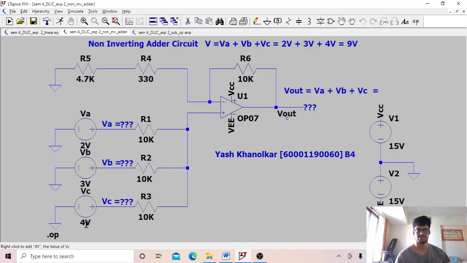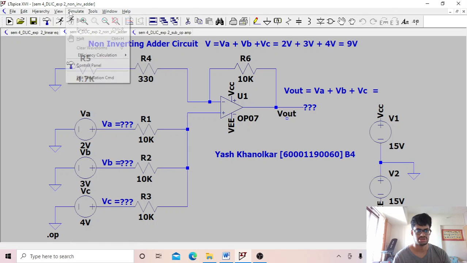And we have to have the coefficient of all three as 1, so we have taken the same value of resistors for R6 and R1, R2, and R3, which we have taken here as 10k. Now I have taken here the inverting resistors as 4.7k and 330 ohms. That's because we want a standard value of the resistance, so we have to take the resistance as close to 5k as possible. So we then just run the circuit.